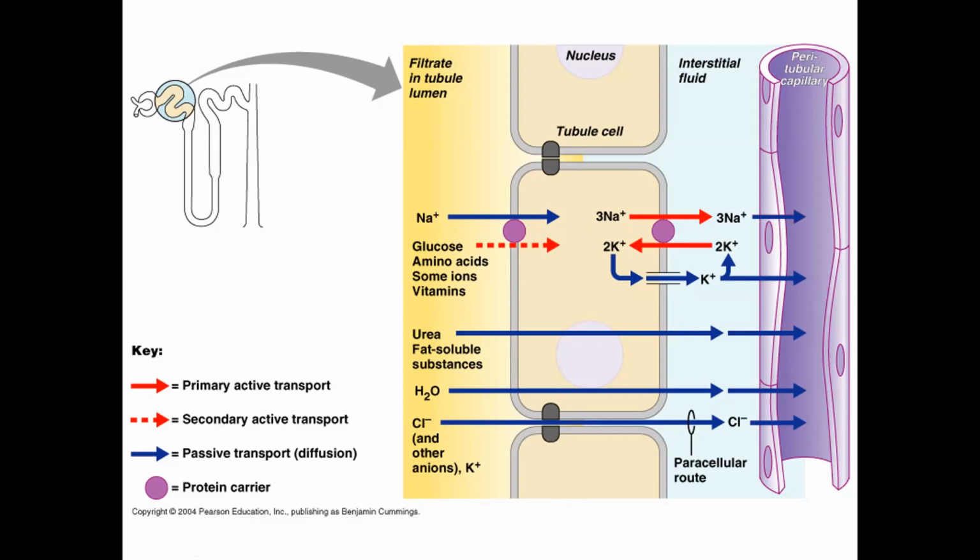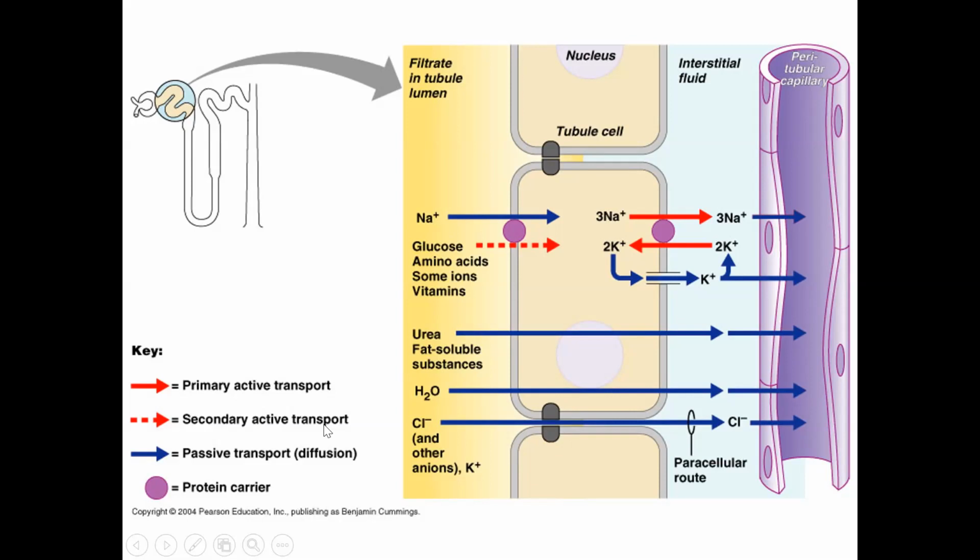So let me give you this process. On this diagram there are some arrows indicating different types of transport. A solid red arrow means primary active transport. Do you remember what primary active transport is? That's the pumps: sodium-potassium pump, hydrogen pump, calcium pump. If it's a pump, then it's active transport. It requires ATP.